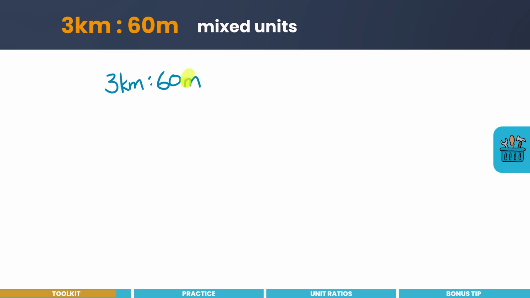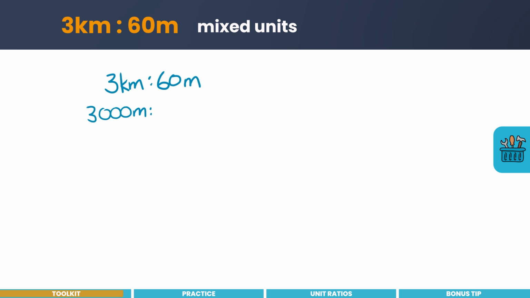We could convert the meters to kilometers, but that would give us 0.06 kilometers on the right side. So we would now have a decimal, which isn't a problem because we have our toolkit and it still gives us the right answer. However, if you convert the bigger unit to the smaller unit, so in this case kilometers to meters, we usually get to whole numbers quicker. There are 1,000 meters in a kilometer, so 3 kilometers becomes 3,000 meters.